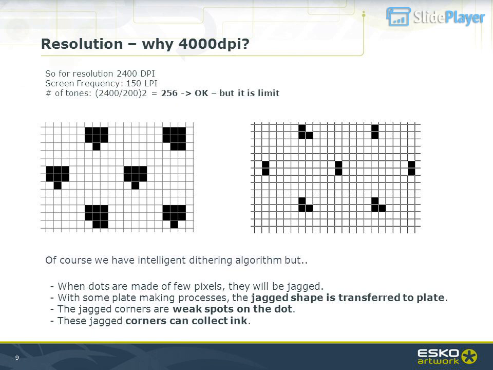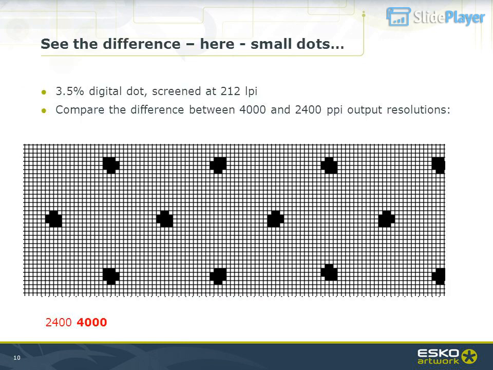Of course we have intelligent dithering algorithms, but when dots are made of few pixels, they will be jagged. With some plate making processes, the jagged shape is transferred to the plate. The jagged corners are weak spots on the dot, and they can collect ink. Mix 7 and 8 pixel points to achieve the percentage we need. See the difference here, small dots.